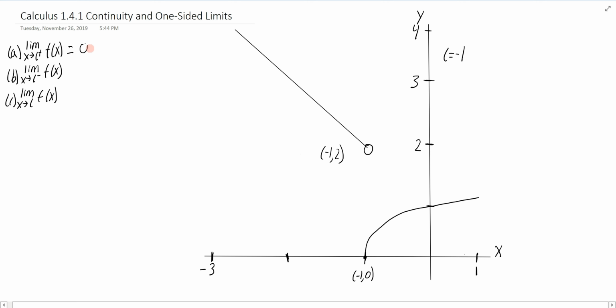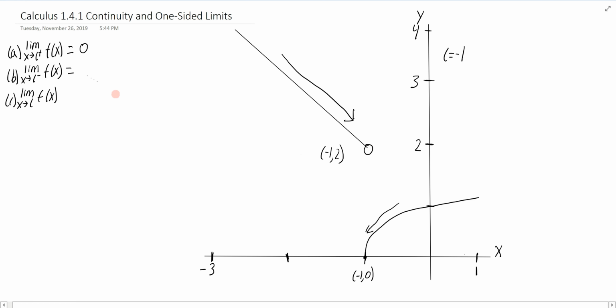Alright, part B. Just the same thing, but looking at it from the left of c. Actually, I should have drawn an arrow previously, but the arrow's just following this line of trajectory. We're looking at it from values that are more negative than -1. So we're looking at, let's say, -2, and then getting closer and closer and closer to -1. And so if we follow that path of trajectory, we're going to end up with a value of 2. Never mind that there is a hole at -1, -2. It's still a value of 2.